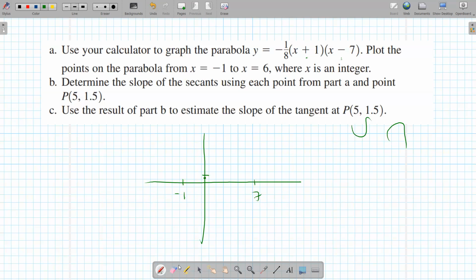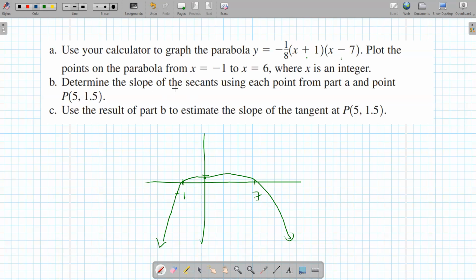Opening down, yeah, exactly, because the leading coefficient is negative. And then you just kind of plug in. Not the most artistic of drawings, but there you go. That's what it looks like, okay? And now what are we trying to do?